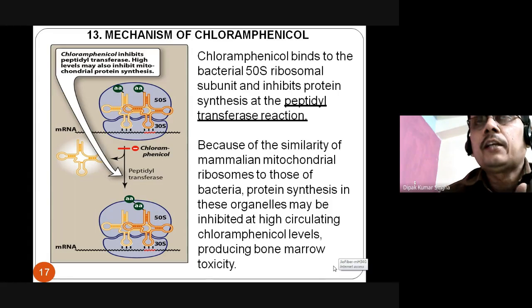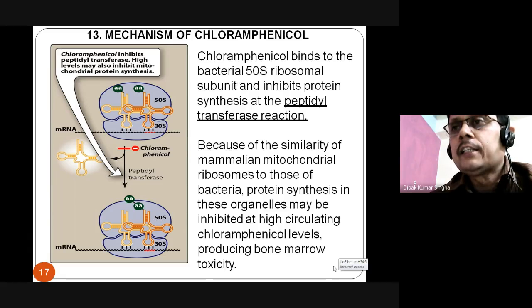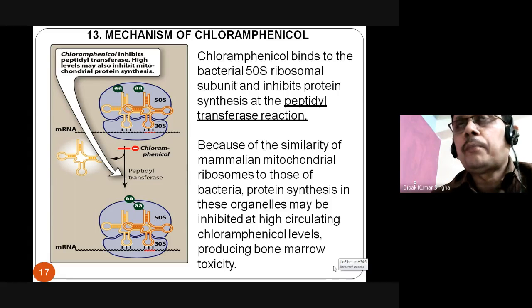So finally, the amino acid sequence is not formed, and finally the protein will not form, and finally the organism will be killed by the chloramphenicol. So chloramphenicol is a broad spectrum antibiotic.